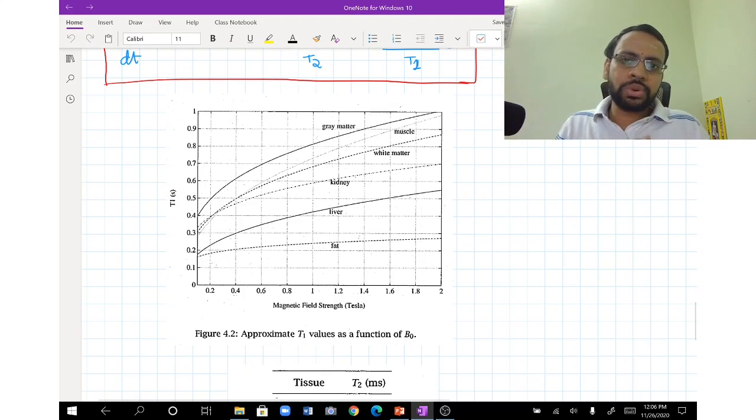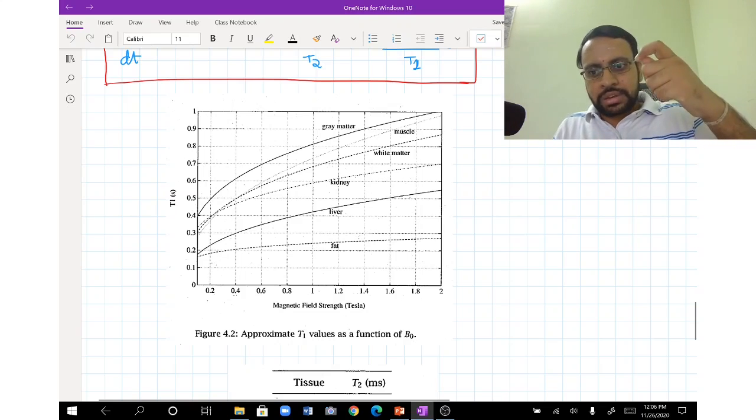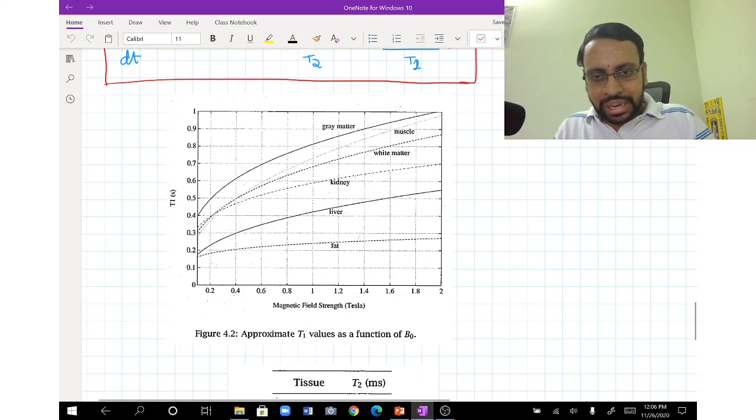This is how you could make a distinction and figure out, for a given magnetic field strength, depending on the magnitude that you are observing at a given time, like for the Mz, whether it's gray matter, muscle, white matter, kidney, liver, fat, and so on.